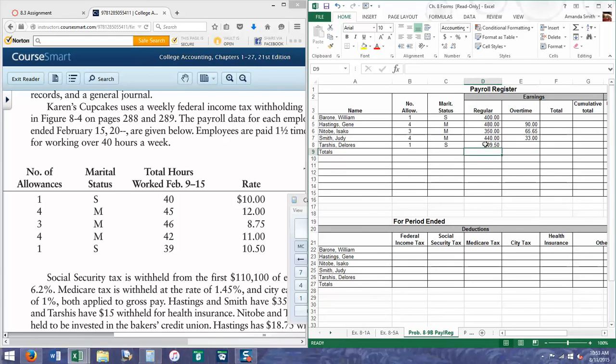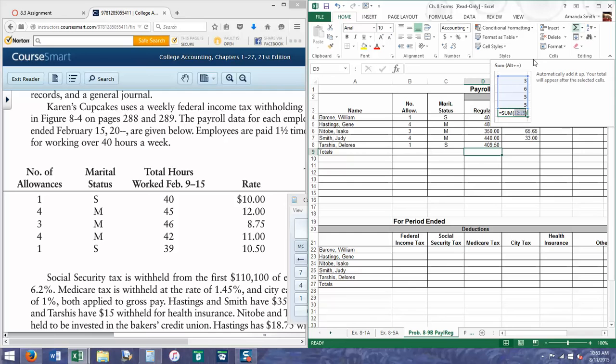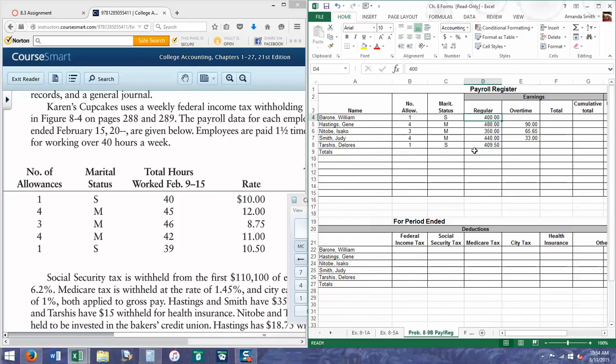And then we're going to have to total the columns. As long as you don't use formulas in the cell, you can actually have Excel do the math for you, which does save time.